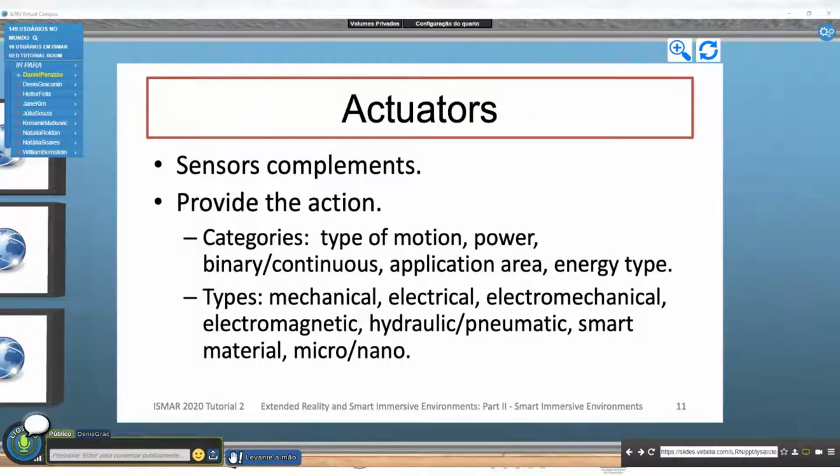On the other hand, going from digital world to physical world, we have actuators. So they are complementing sensors because they provide the action usually in response to sensing performed by sensors. So again, we have various categories in terms of what kind of motion that the actuator provides, power consumptions, ability to control them, or resolution, and so on. And then we also look at the various types in terms of how that actuation is triggered or achieved. So again, we have mechanical, electrical, electromagnetic, and so on.